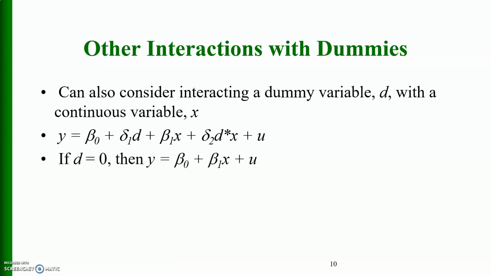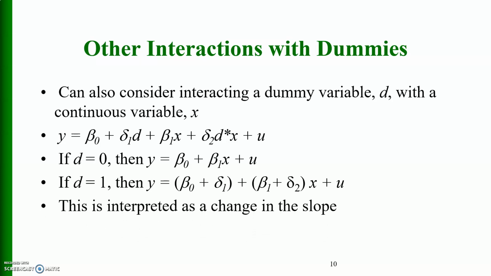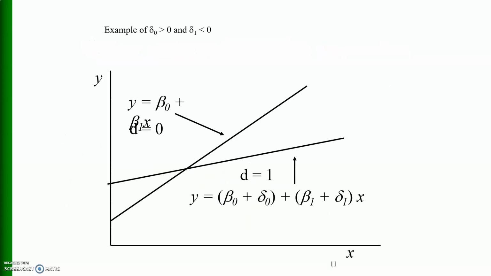If d is equal to 0, then y is equal to beta naught plus beta 1 x plus u. If d is equal to 1, then y is equal to beta naught plus sigma 1 plus beta 1 plus sigma 2 into x plus u. And this is interpreted as a change in the slope. So there may be a change in the intercept as well as a change in the slope.